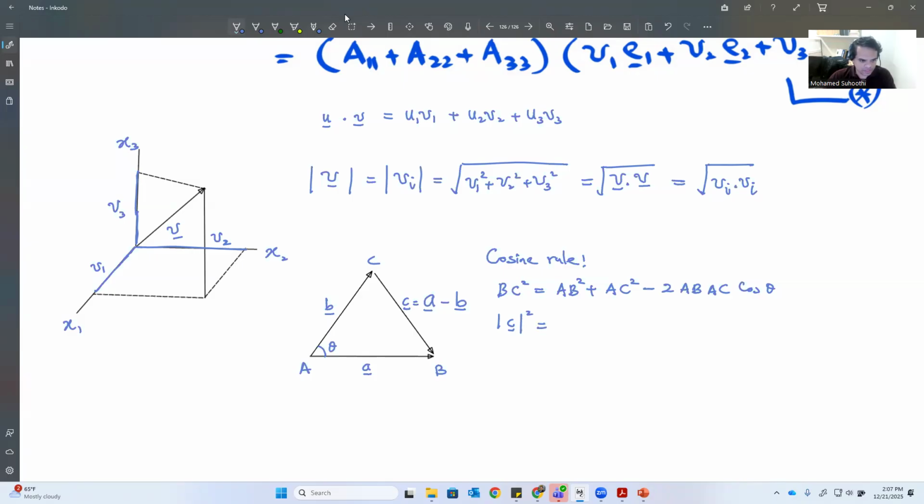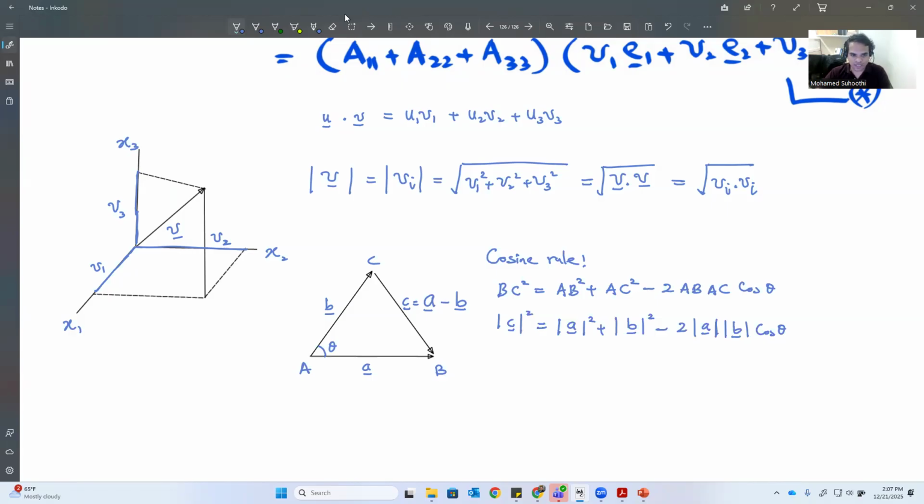Plus a squared, the magnitude of vector A squared, plus the magnitude of vector B squared, minus 2 times the magnitude of vector A, magnitude of vector B, and cos theta, right? So now what I'm going to do, this is c squared, right?